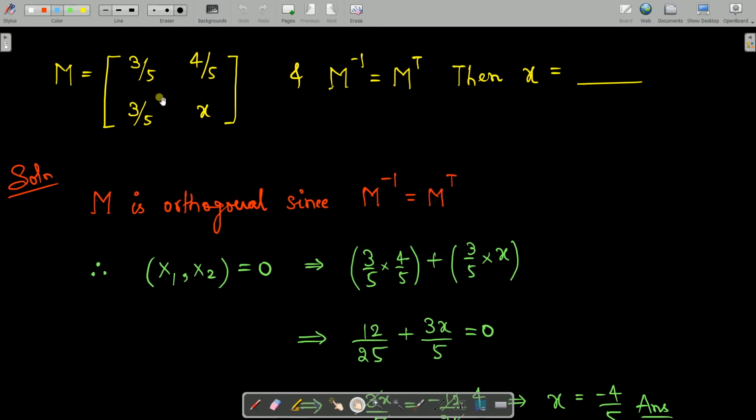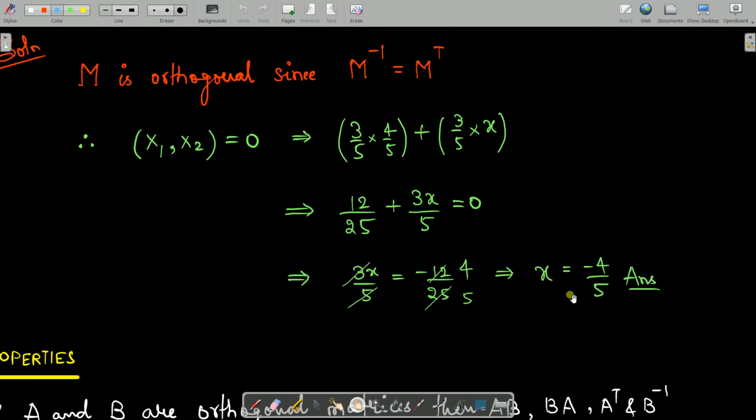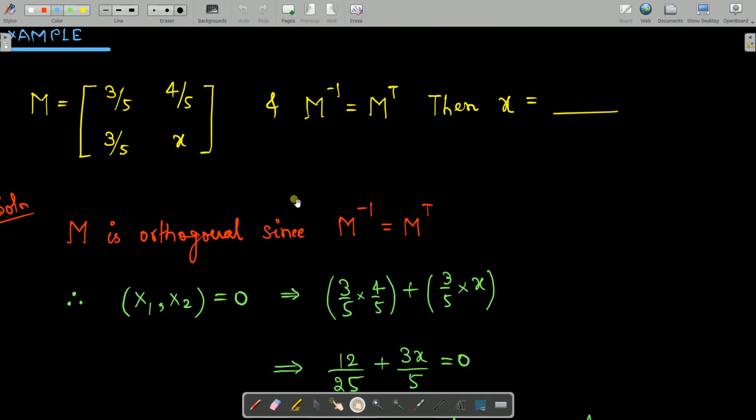What is the inner product? I told you, you need to multiply the corresponding elements. So 3 by 5 multiplied with 4 by 5 plus 3 by 5 multiplied with x, and this term has to be 0. So from here you will get the value of x as minus 4 by 5. Very short and simple question, but quite interesting.